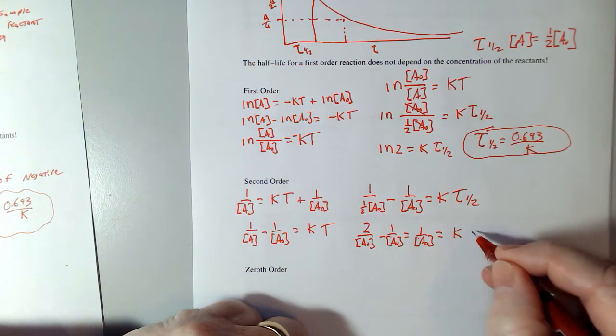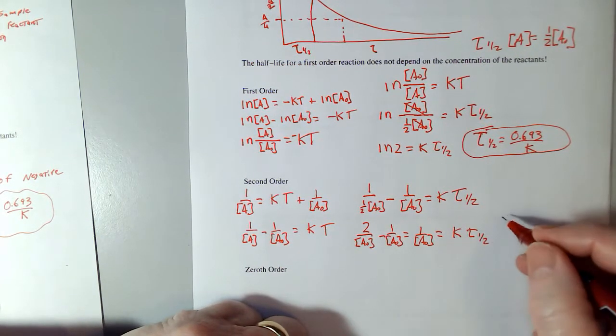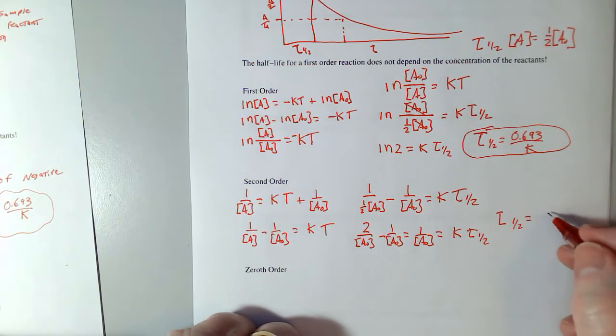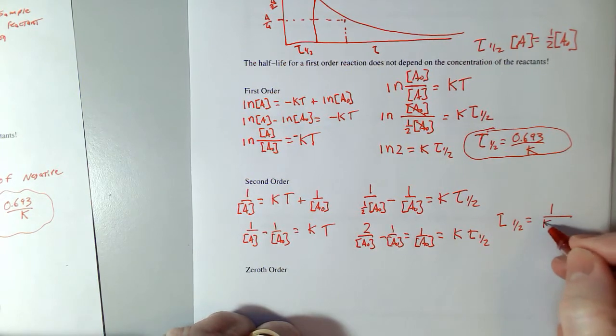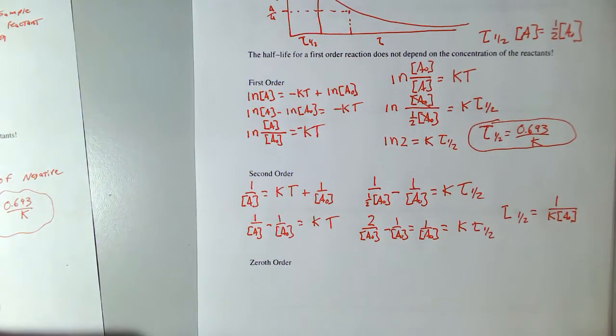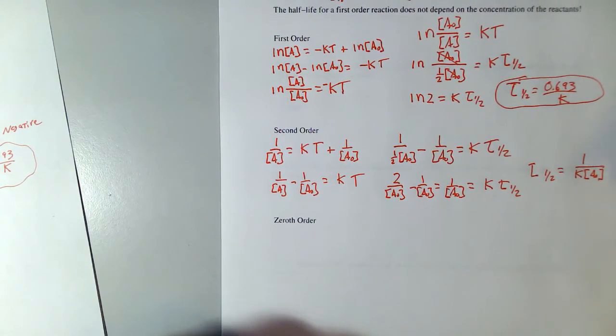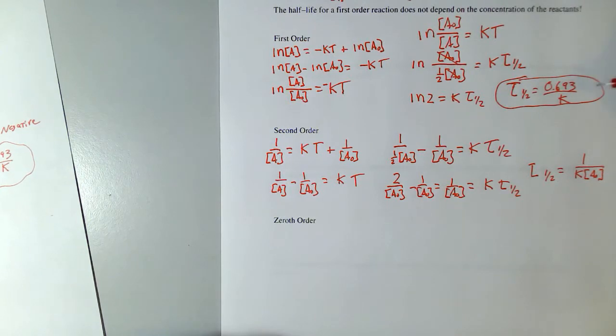Is equal to K T1/2, or that the half-life equals 1 divided by K times A naught. Now what this shows you is that the half-life of a first-order reaction does not depend on the concentration of the reactants, but the half-life of a second order does.